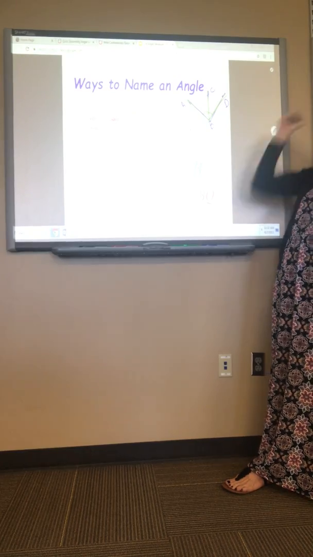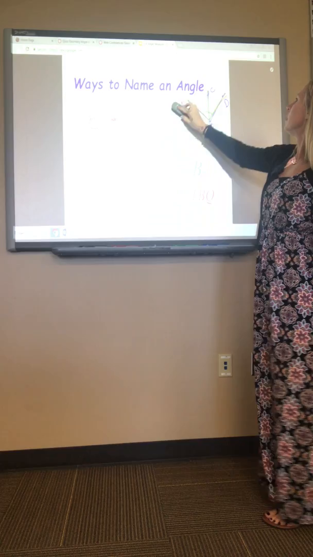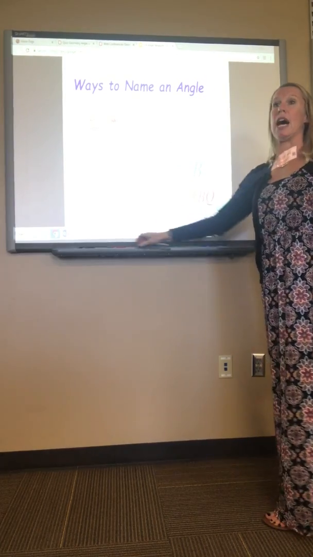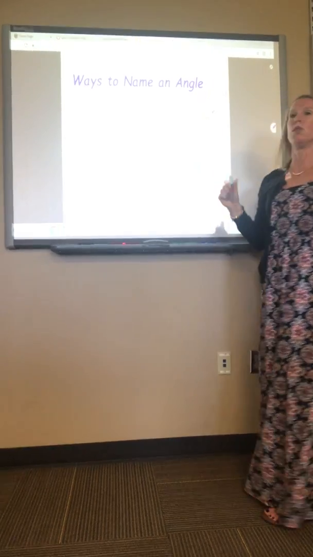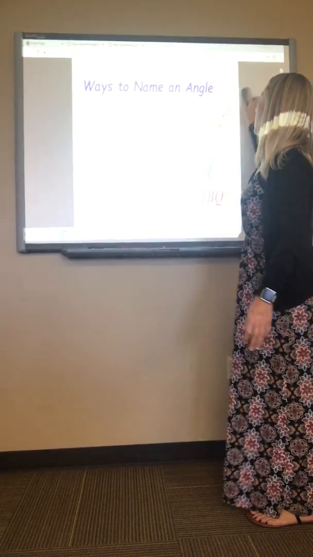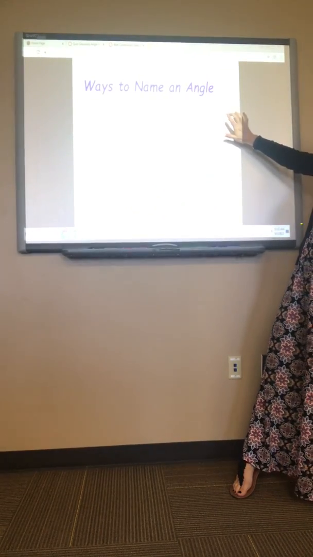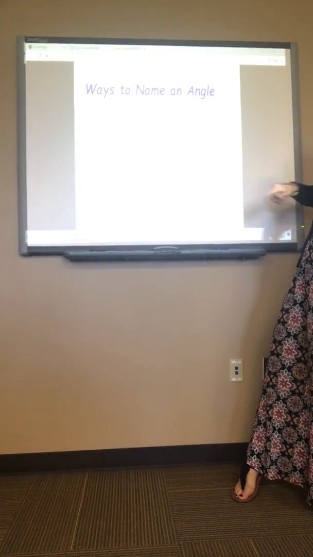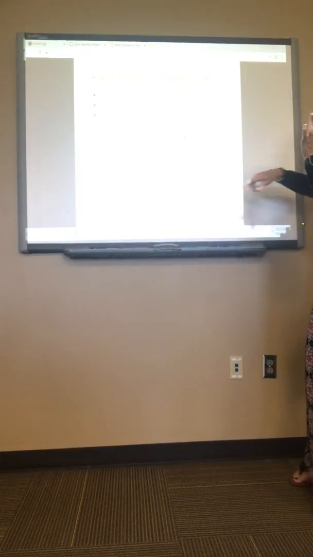Can you name it CBA? Yes, I could. Could you also name it angle 1? If there are numbers inside, yes. So if I had two angles connected and I have a 1 or a 2, I could say angle 1 or angle 2. So the three letters are used when the angle is connected to another angle. Those are the different ways. Just make sure the vertex is the middle letter.